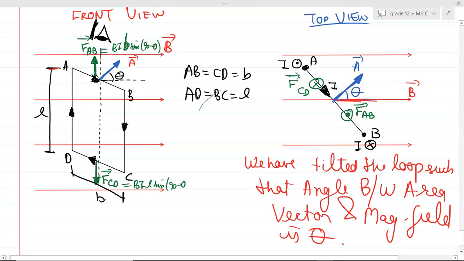So can you see, guys, these two forces which are acting in the vertical direction will cancel out each other. Yes? Yes or no? They will cancel out each other.